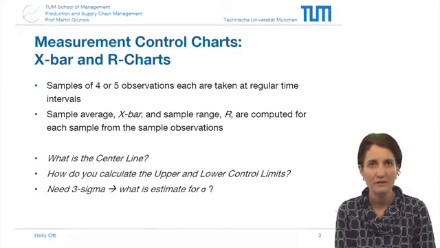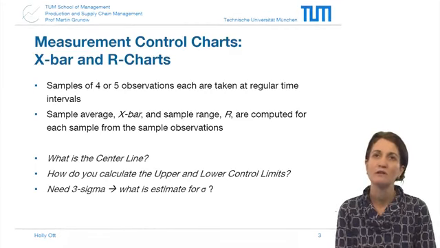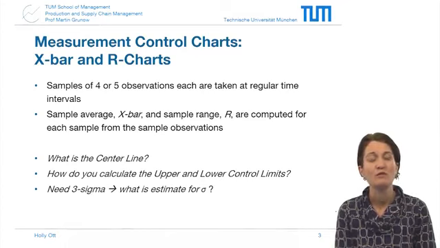What is the center line? How do you calculate the upper and lower control limits? For this we'll need 3 sigma. How will we do this? What is our estimate for sigma?